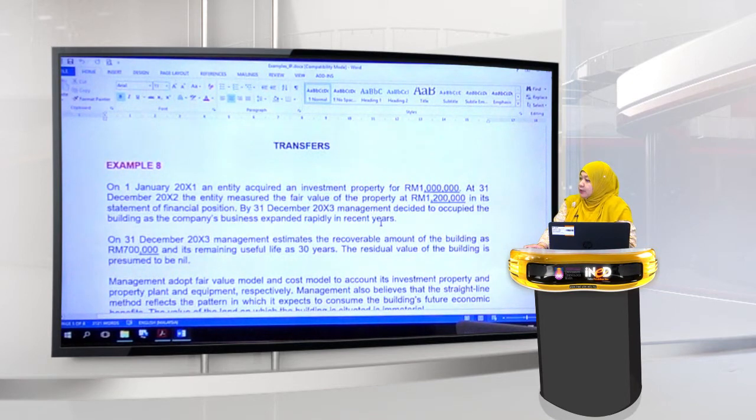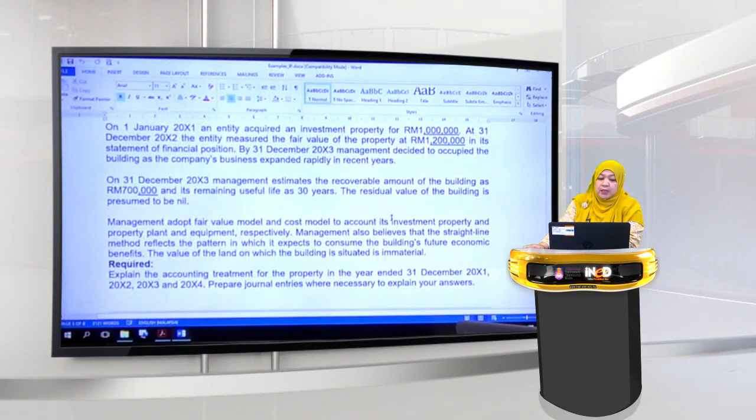So meaning that at first they acquired the investment property, then at 31st December 200X3, they decided to occupy the building. So there is an indication of a change of status from IP to PPE. On 31st December 200X3, the management estimates the recoverable amount of the building as 700,000 and its remaining useful life as 30 years. The residual value of the building is presumed to be nil.